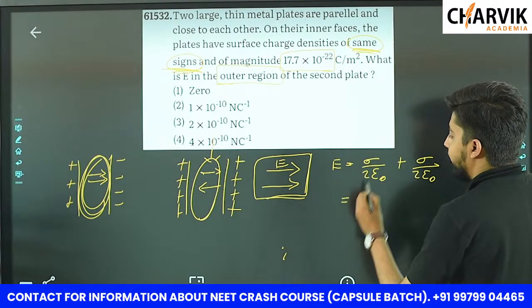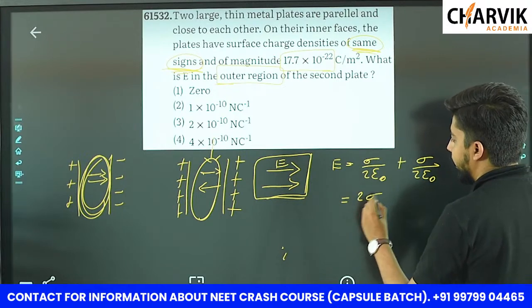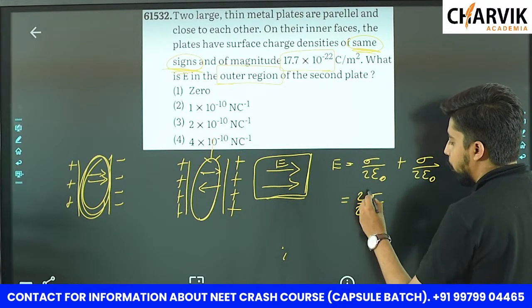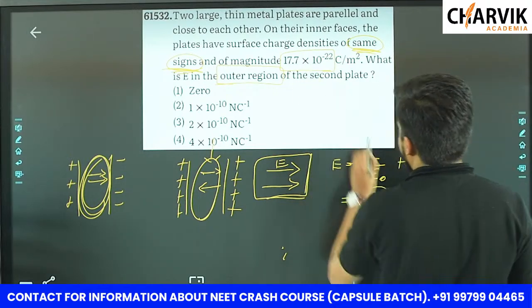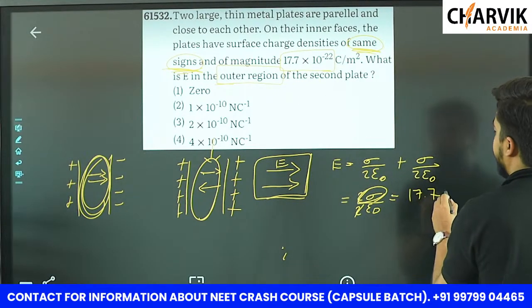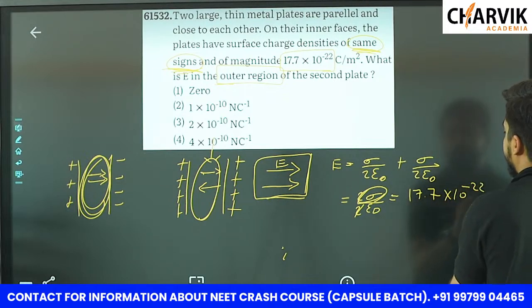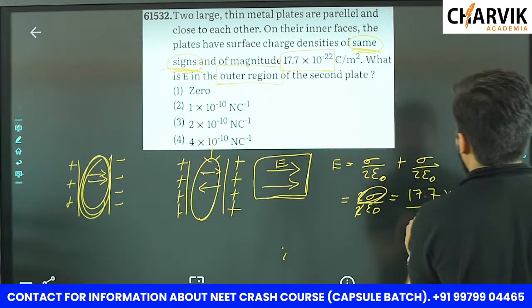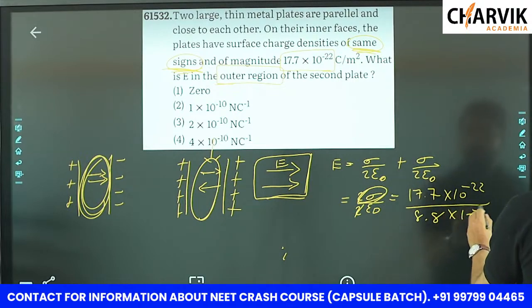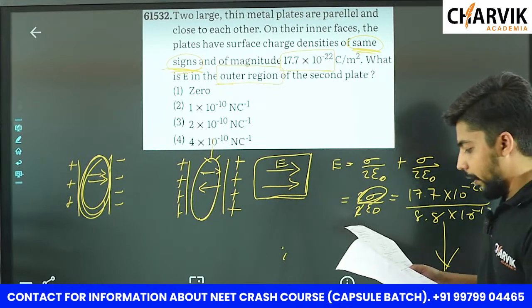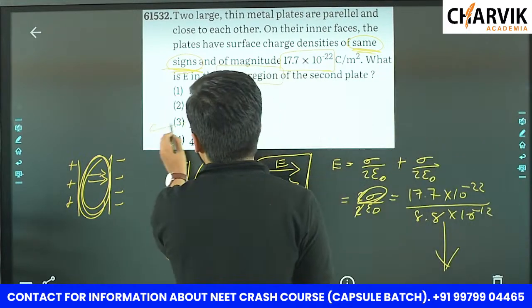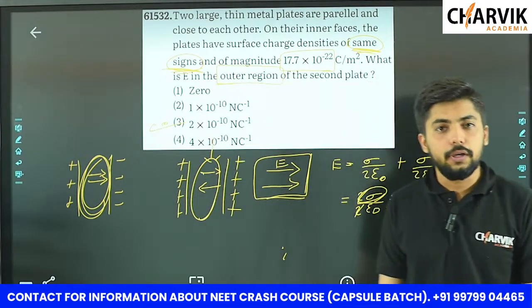So now, by simplification, you get 2 sigma upon 2 epsilon naught, 2 cancels out. Now the value of sigma is given, which is 17.7 into 10 raised to minus 22, and for the value of epsilon it is 8.8 into 10 raised to minus 12. Just place the values in the calculator and you will get the answer 2 into 10 raised to minus 10, which is given in your third option.